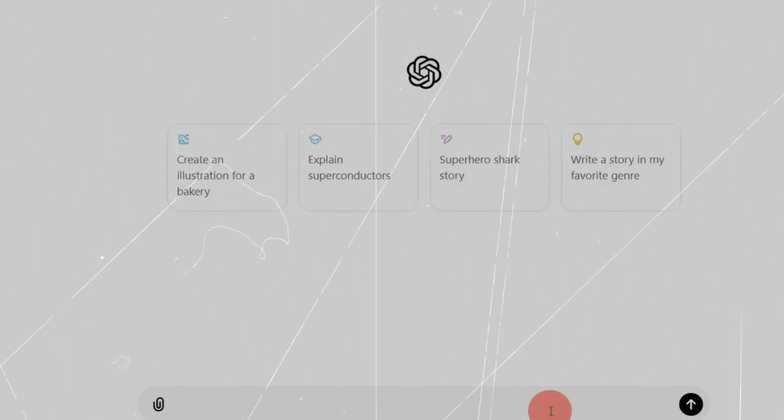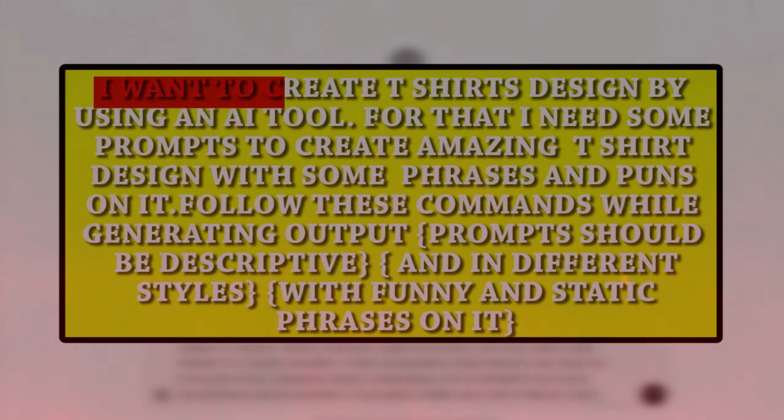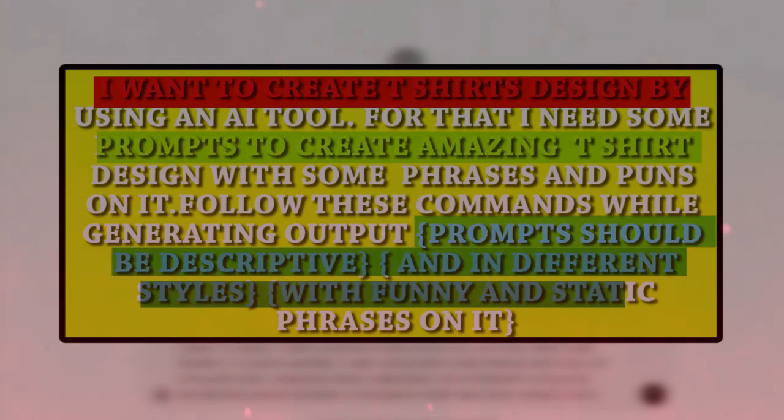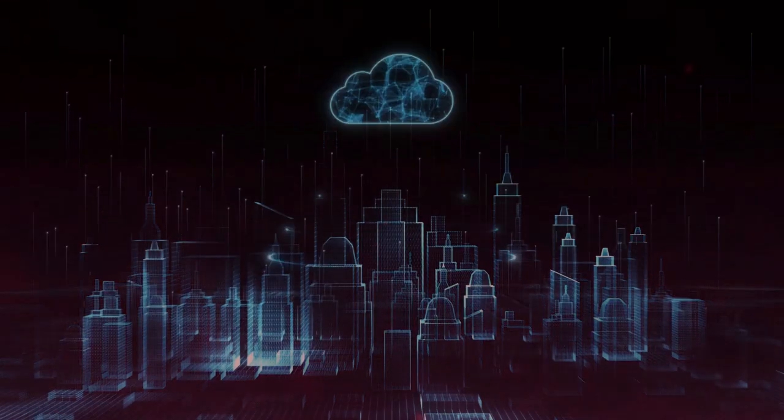Let's get started. First, we'll use ChatGPT to generate prompts. Here's the prompt I'll use. First, I add the context of my command, then specify what I need, and finally, I give it instructions on how I want the output. I also ask ChatGPT to include pun phrases. While you can give ChatGPT direct commands, providing context helps guide the AI toward a better outcome.